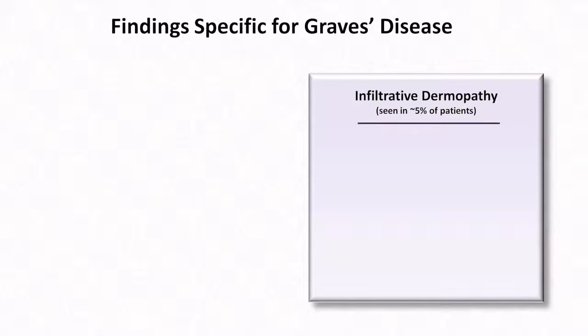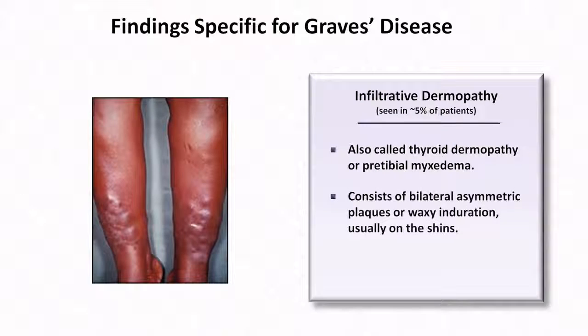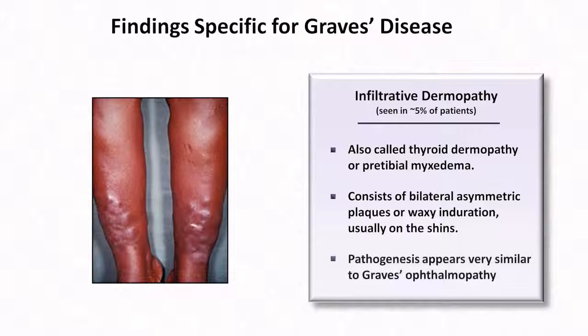The second physical finding, which is more specific for Graves' disease, is infiltrative dermopathy, which is seen in just 5% of Graves' patients. It is also known as thyroid dermopathy and pretibial myxedema. This consists of bilateral, asymmetric plaques or waxy induration, usually on the shins. The pathogenesis appears to be very similar to the ophthalmopathy.